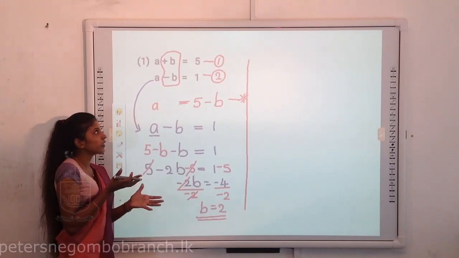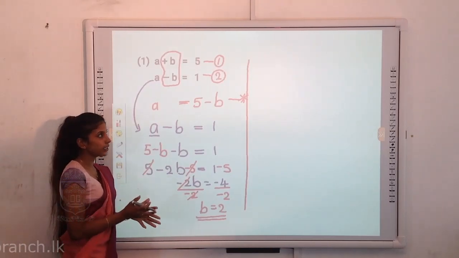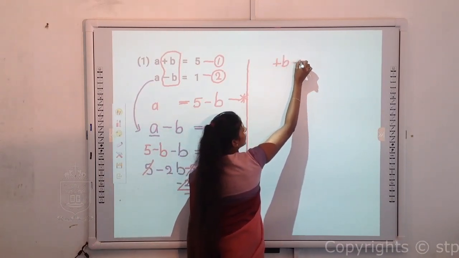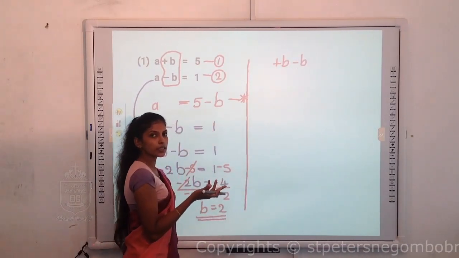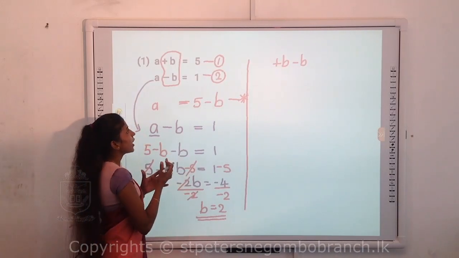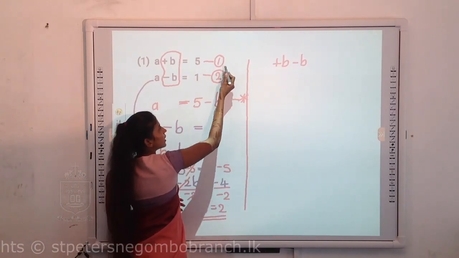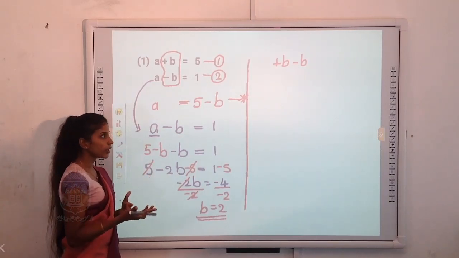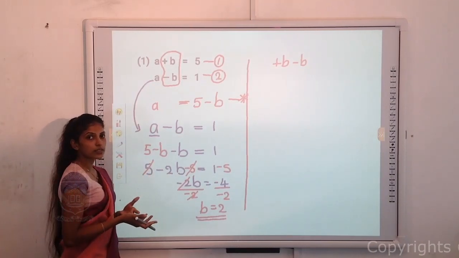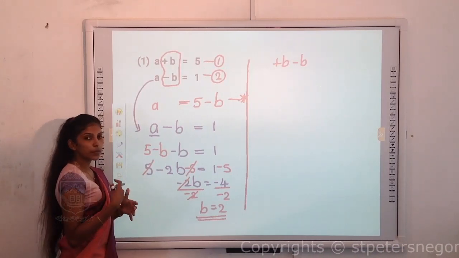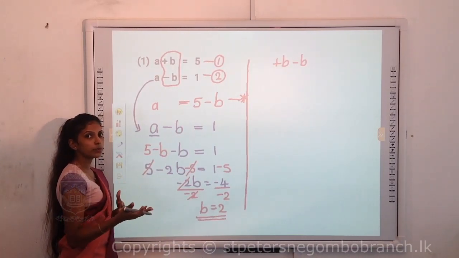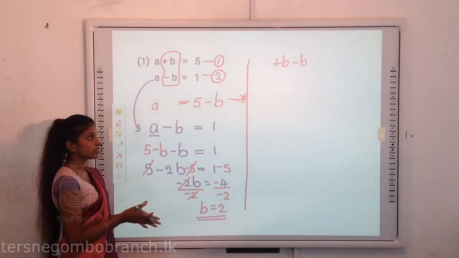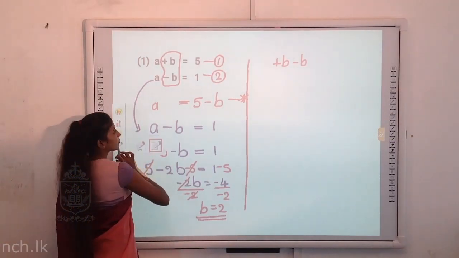Now we know if we add plus B and minus B, what will happen? It will cancel out. So if we add the two equations, B will be removed from these equations. That's what you call the method of elimination. You are eliminating one term and the other term remains in the equation. So let's see how we can do this.